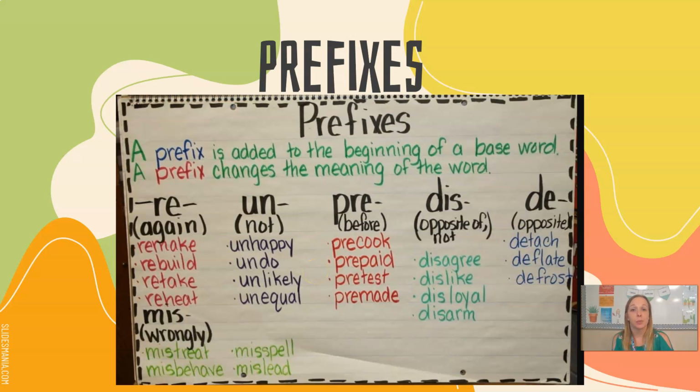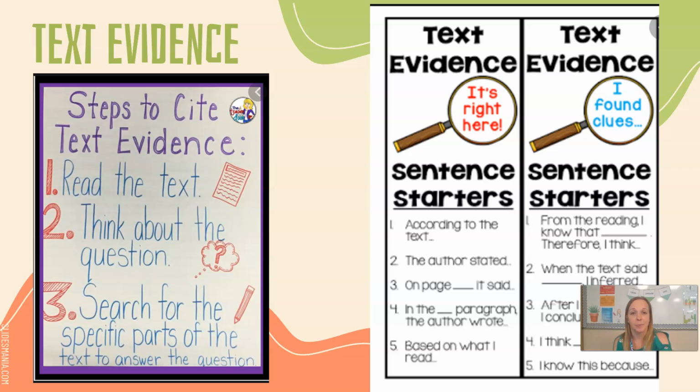Alrighty, and we're continuing with prefixes. A prefix is added to the beginning of the main word and completely changes the word. For example, re means again, un means not, pre means before, dis means not or the opposite of, and mis means wrongly. So we're focusing on those prefixes as you will see some of those words in your text today.